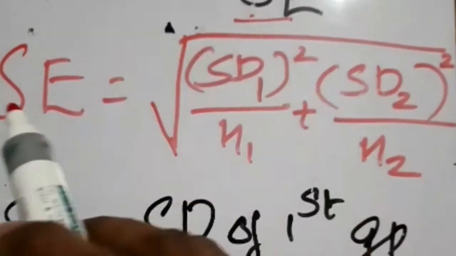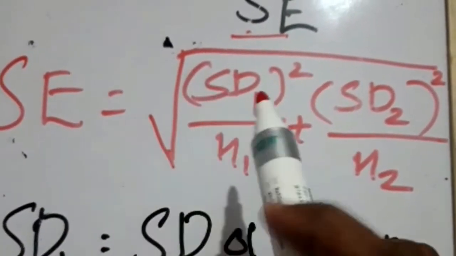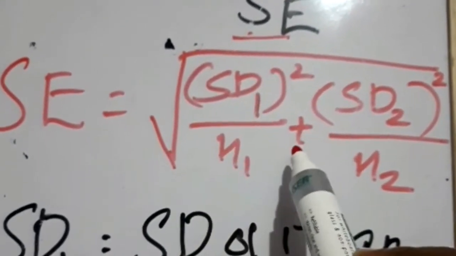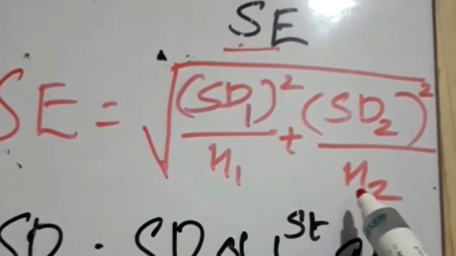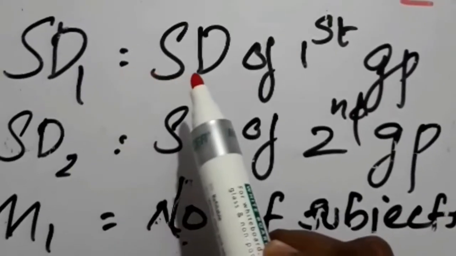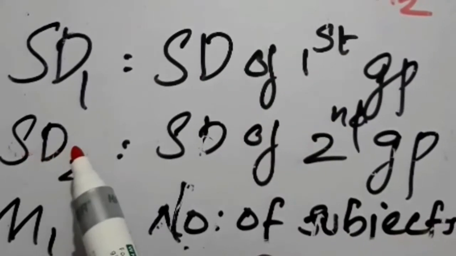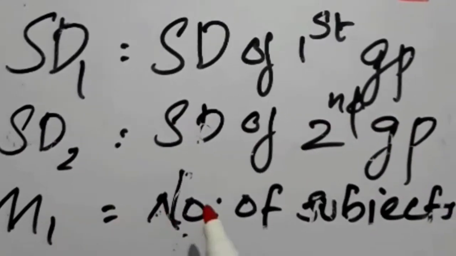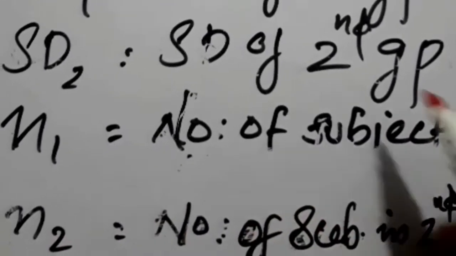So here for calculating standard error we have to use another formula. Here the formula for calculating standard error is square root of SD1 square divided by N1 plus SD2 square divided by N2, and here SD1 means the standard deviation of first group, and SD2 indicates the standard deviation of second group. N1 is number of subjects in first group and N2 is number of subjects in second group.